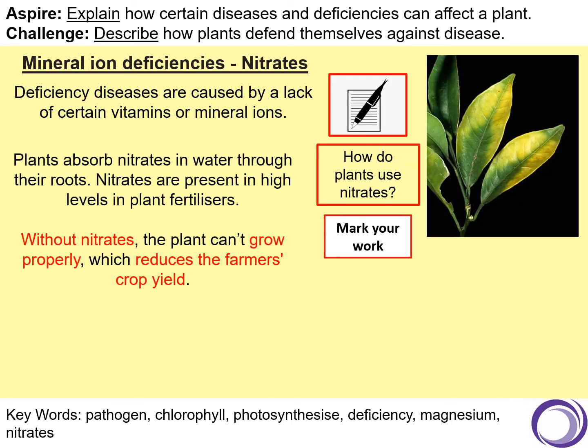So now I'd like to talk to you about mineral ion deficiencies and especially nitrates. So deficiency diseases in plants are caused by lack of certain vitamins or mineral ions, and plants naturally absorb nitrates in water through their roots. And nitrates are present in high levels in plant fertilizers. Now, without nitrates, a plant can't grow properly, which for a farmer, reduces their crop yields.